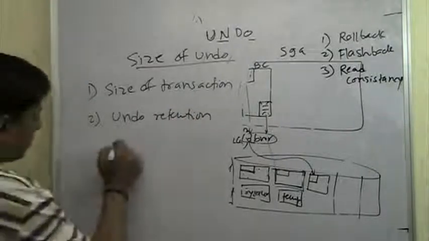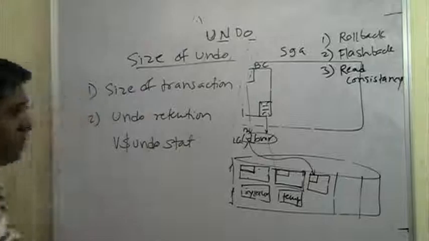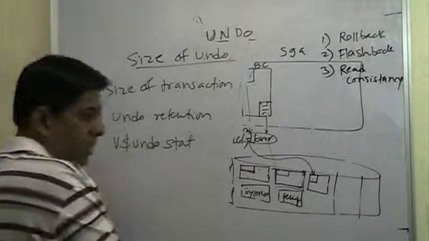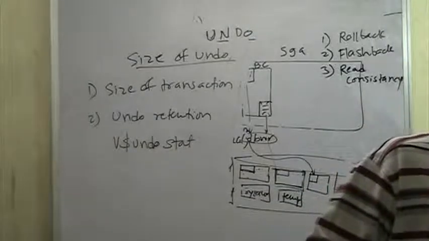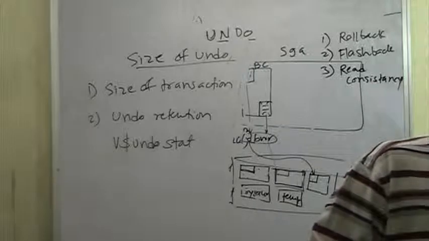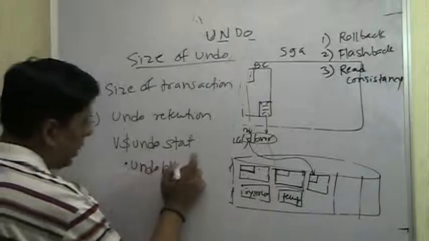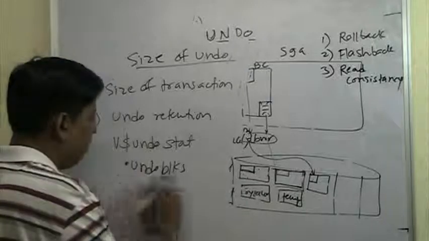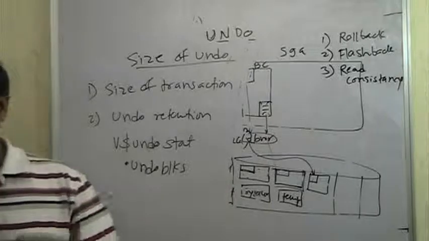So where do we find this information from? There is a view called V$UNDOSTAT. In V$UNDOSTAT there is a column called UNDOBLKS, undo blocks, along with maximum query length. This is the column name, UNDOBLKS, and these are the undo blocks required for our undo transactions.